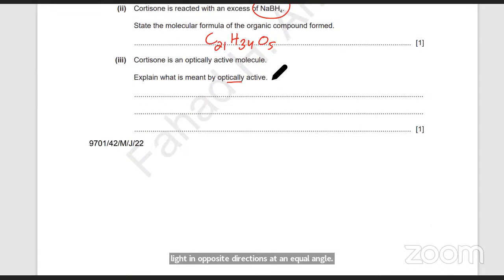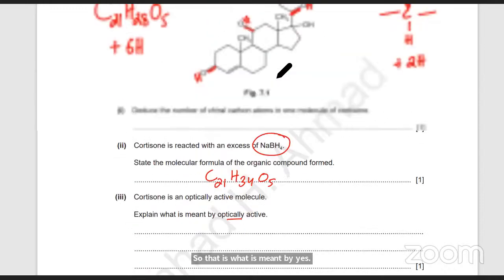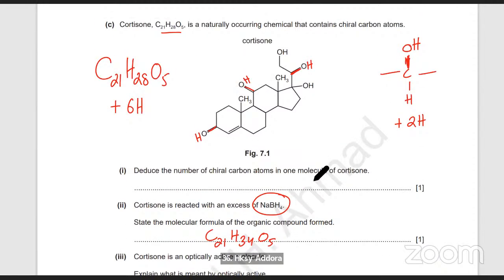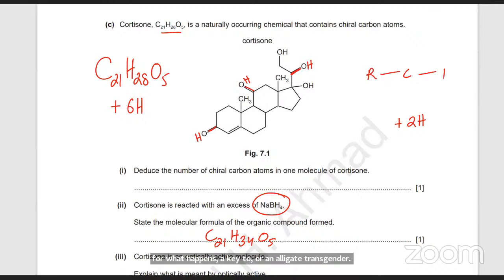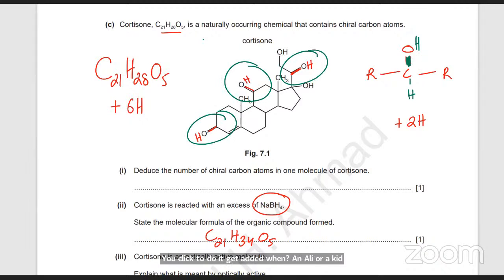Yes? Sir, the 6H is added. It's clear that when you have NaBH4, a ketone or an aldehyde turns into an alcohol, right? When a ketone turns into an alcohol, the double bond goes away, it becomes an alcohol, and you need one H. So how many H's got added? Two H's, right? You're clear that two H's get added when an aldehyde or a ketone is reduced. So here there are three ketones.